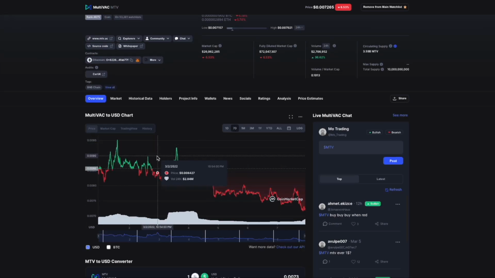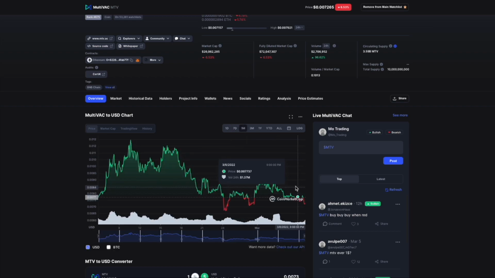If we check on the weekly as well, you can see that price was pretty much bullish, and then from then onwards we've pretty much just been bearish. I think this is mainly due to the overall market being bearish as well, Bitcoin being bearish. So yeah, I think it's all due to the current market conditions.